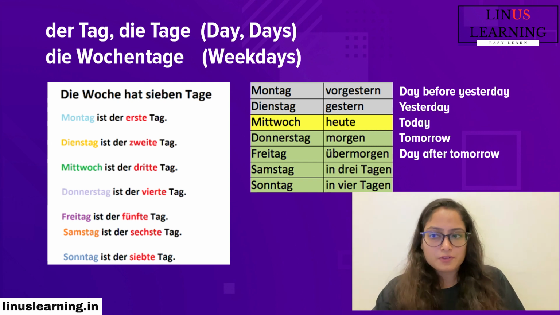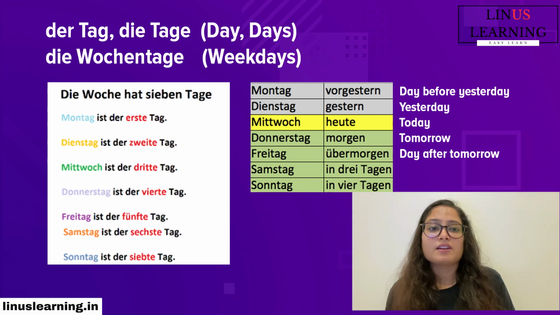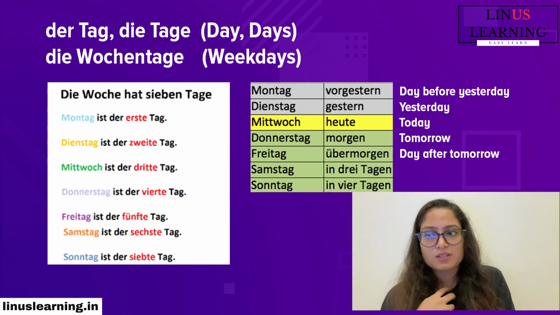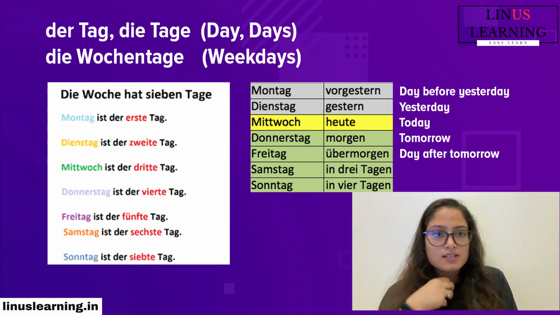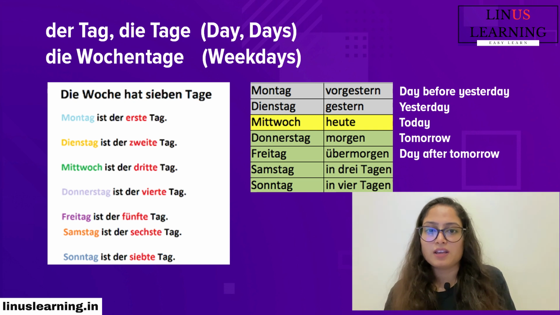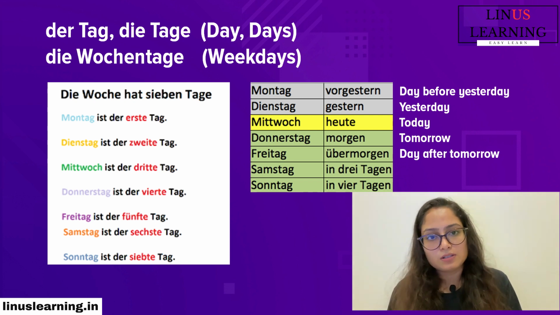Let's see now what is the first day, what is the second day. Montag ist der erste Tag. It means Monday is the first day of the week. Dienstag ist der zweite Tag. It means Tuesday is the second day. Then Mittwoch ist der dritte Tag. Dritte means third. So Wednesday is the third day.